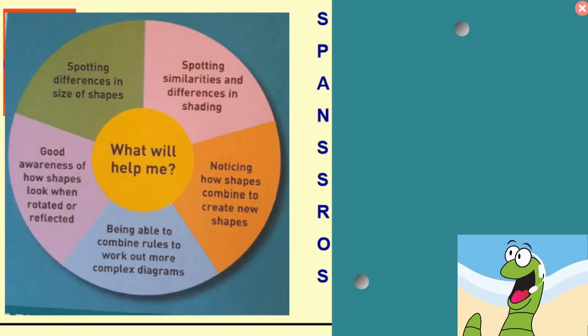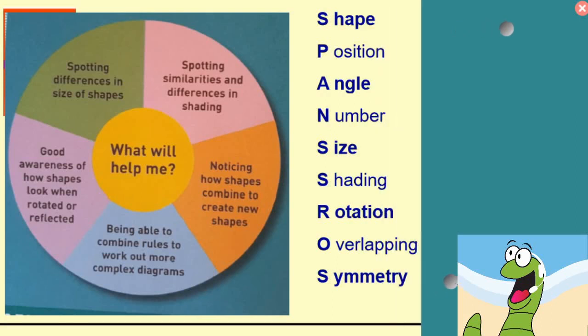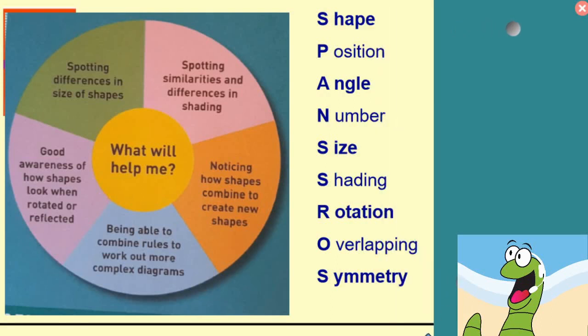Now, one of the things that will help you is obviously this, and you should all know that off by heart now. If you don't, this is what it is. Shape, position, angle, number, size, shading, rotation, overlapping, and symmetry. Okay, that should be in your brains.